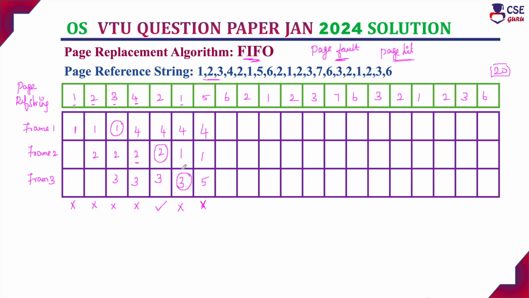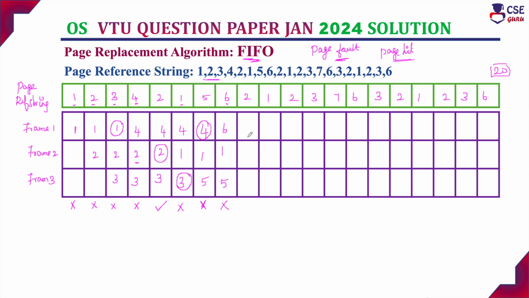In any of these 3 frames, page number 5 is not there. Next, page number 6, that is also not available in any of these 3 frames. You need to select one page as the victim page. So the oldest one among these 3, if you are considering, is 4. So replace with 6. 6, 1, 5, and this is also a page fault.